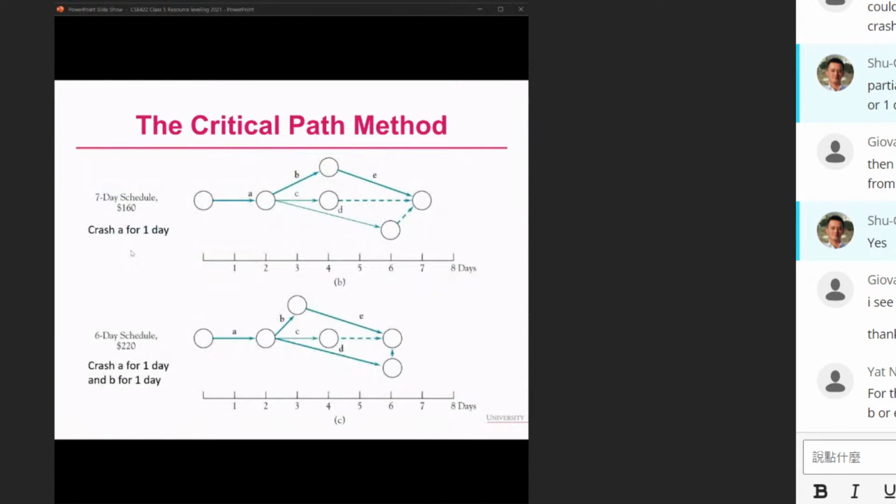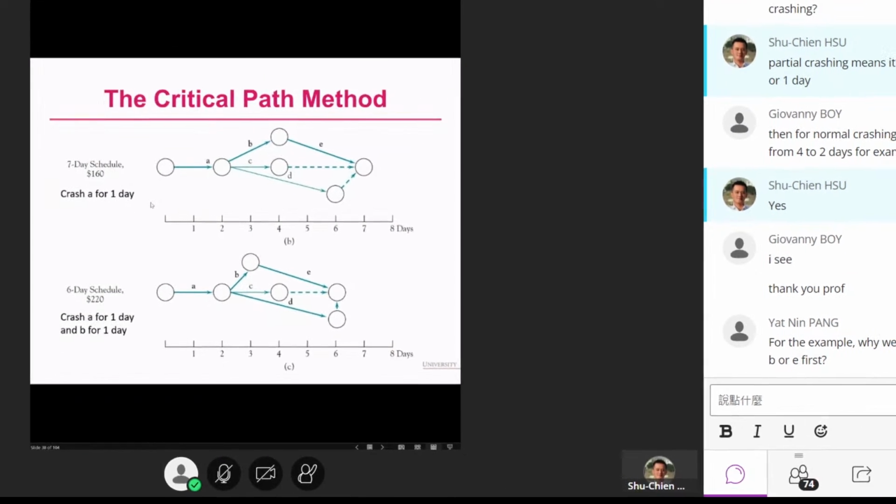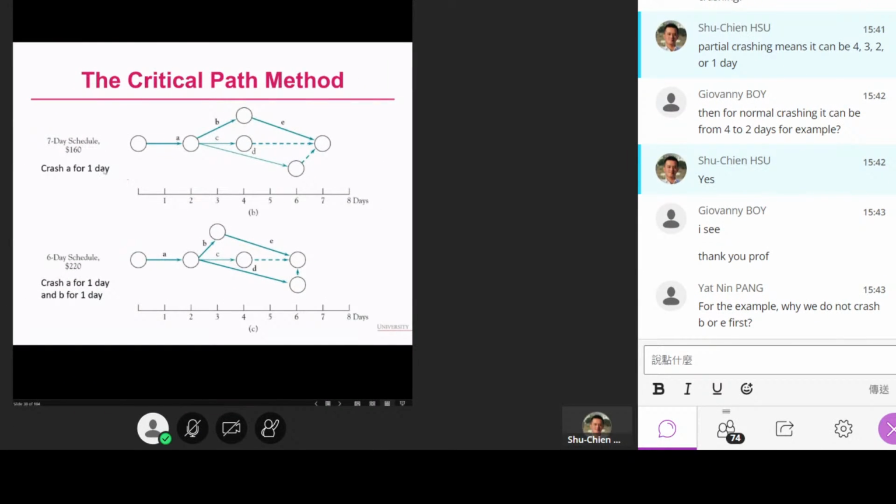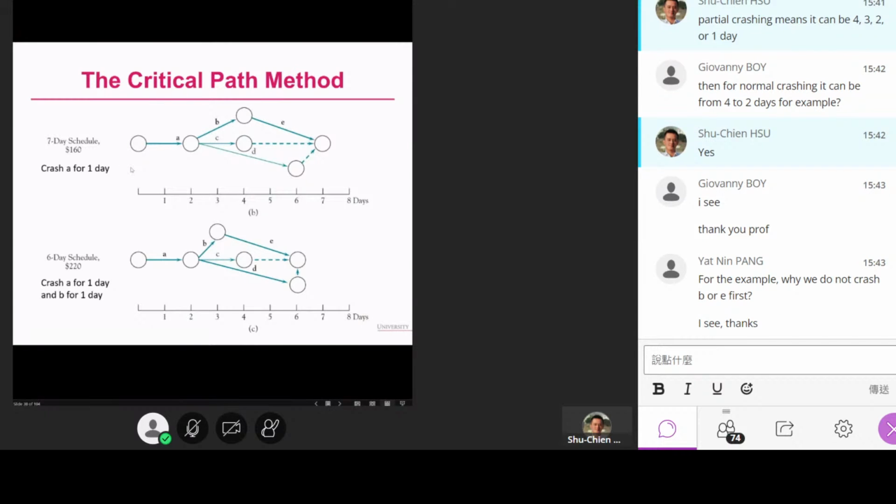Considering this solution that I already mentioned, it will be more expensive than crashing A for 1 day, so it doesn't follow the rule that we mentioned. It will pay 70 instead of 40. So here it will be 190, not 160. Did I answer your question?